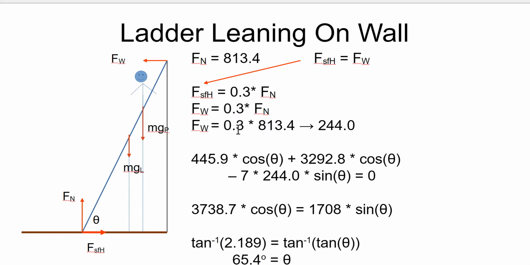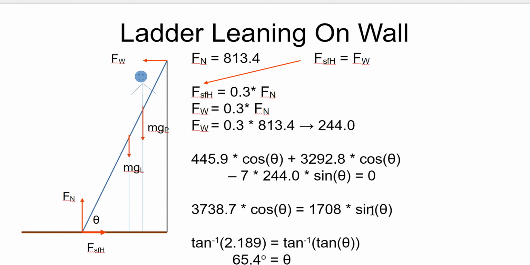So you should come up with, in putting these numbers together, the cosine theta terms have coefficients that can be added together because we have the same variable, cosine theta, in both terms. So 3738.7 times cosine theta. And now moving this negative term over to the right and doing the multiplication, 7 times 244, we get 1708 times sine of theta.